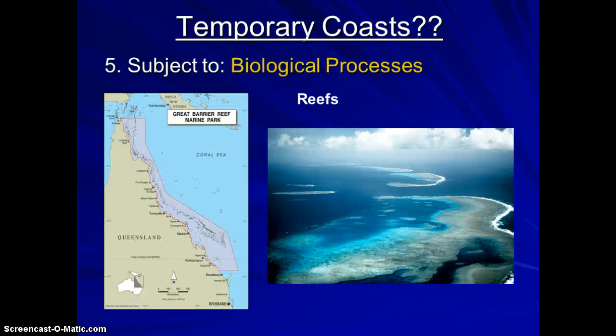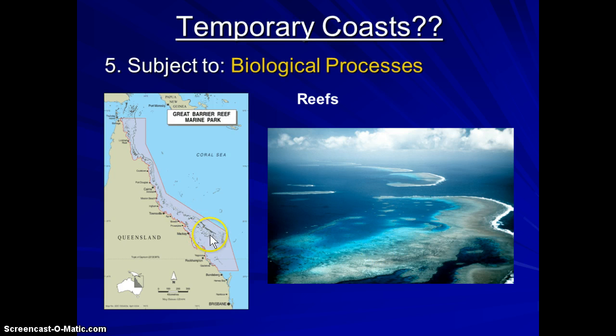So what else? Temporary coasts, why? Because another thing they're subject to is biological processes, right? We have things that grow and break up or form or change different parts of the coast. One of the major examples is a reef, right? The Great Barrier Reef off the coast of Australia is so gigantic that it actually makes up part of the coastal zone. You know, some of this stuff you can actually walk on, and it's just old, essentially reef.